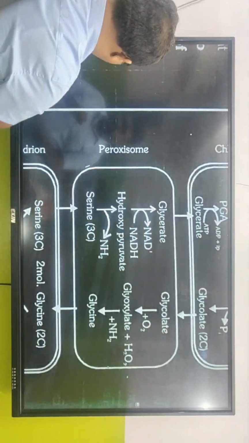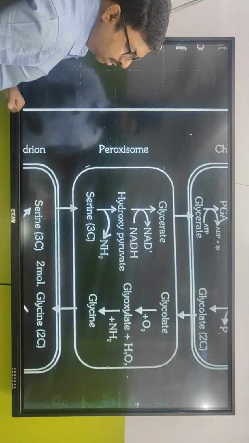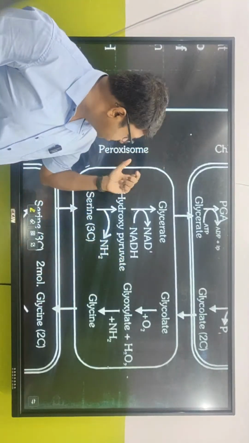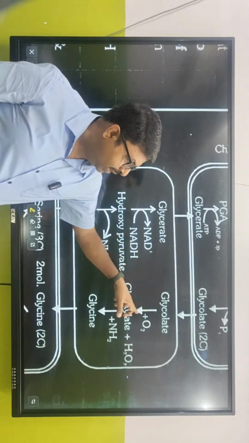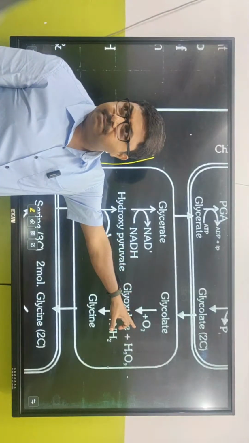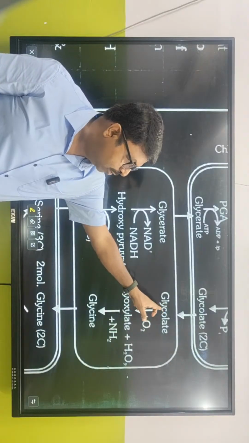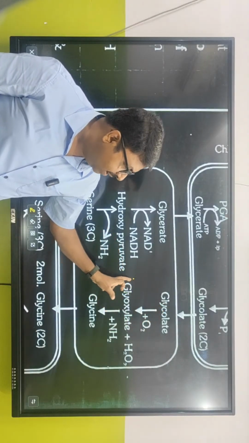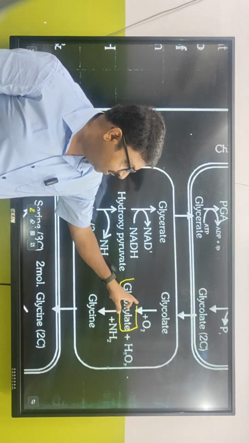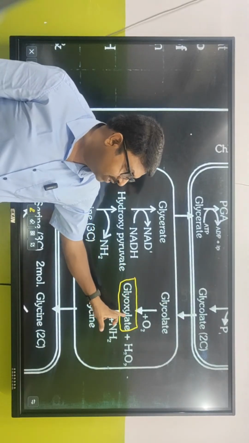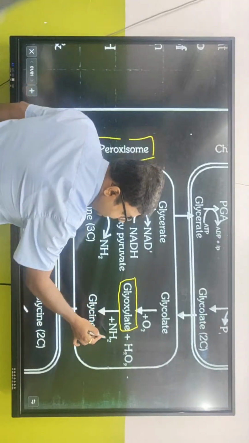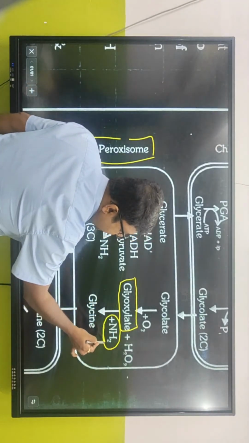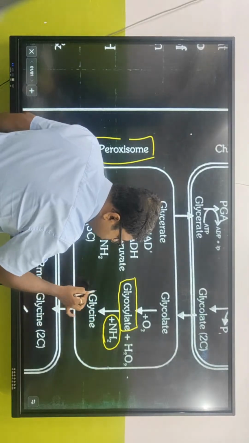This glycolate when comes inside the peroxisome. So what is the next cell organelle? Peroxisomes. Glycolate binds with oxygen and forms what? Glyoxylate plus H2O2. And in presence of ammonia, this glyoxylate changes into glycine.